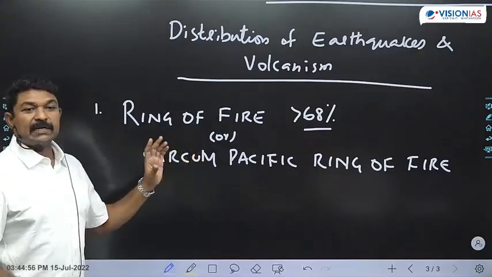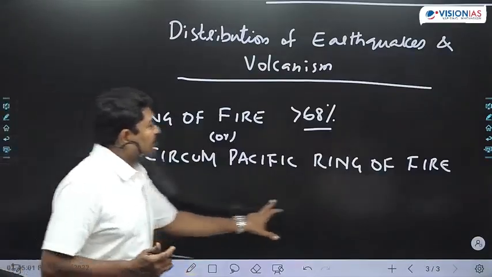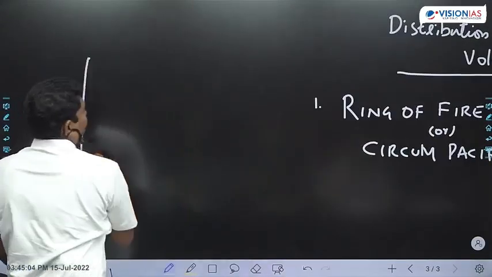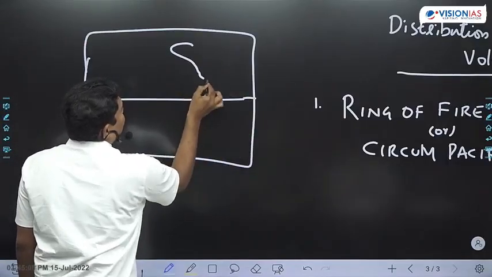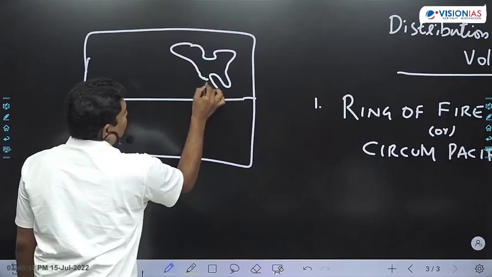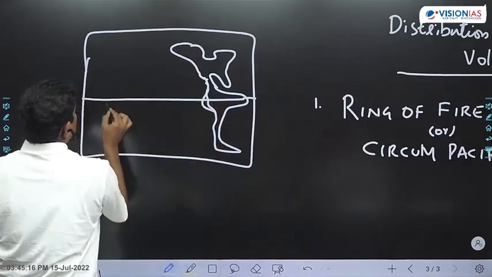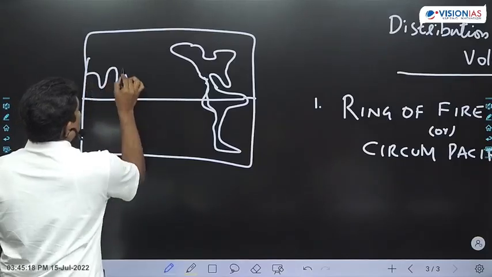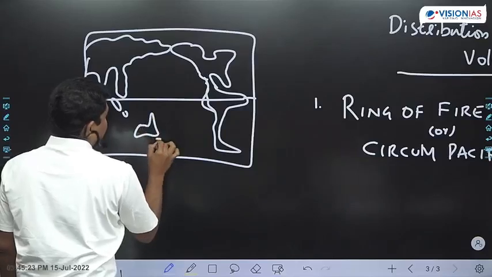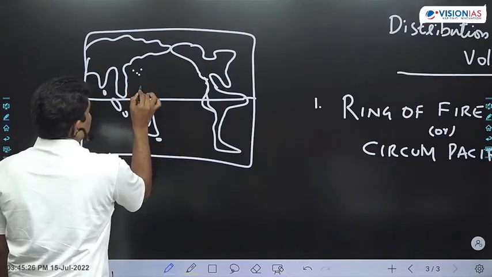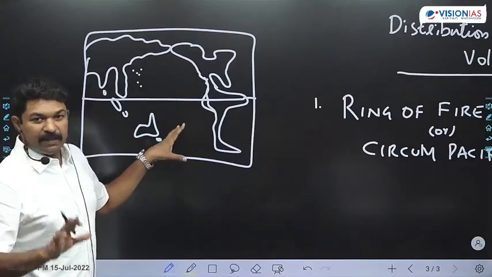What is the name of the area? Circum-Pacific Ring of Fire. What do you mean by the Circum-Pacific Ring of Fire? Listen now. Suppose this is the world, this is North America, this is South America, right? Simply, roughly like this. And this is India, this is Russia, this is Asia, Indonesia, this is Australia. This is Japan, this is Philippines and all these things, right? This is called the Pacific Ocean.